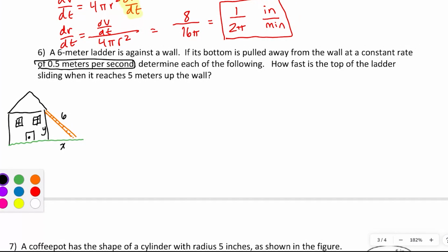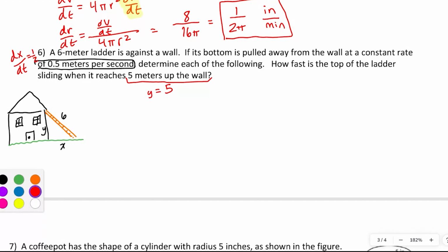So if it's being pulled away, the bottom down here is being pulled away. As this is being pulled away, the top of the ladder is sliding down the side of the house. So the rate of change in the X direction is 1/2 meter per second. So that's our dx dt is 1/2. How fast is the top of the ladder sliding when it reaches 5 meters up the wall? So this would be our y value is 5.